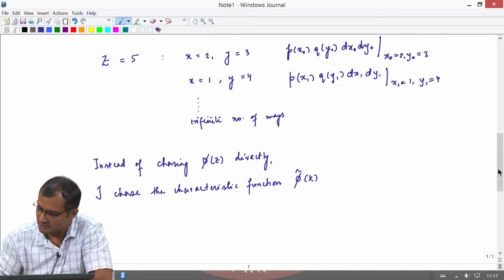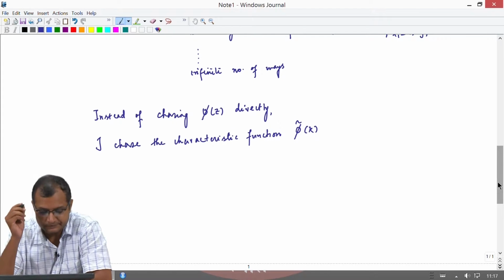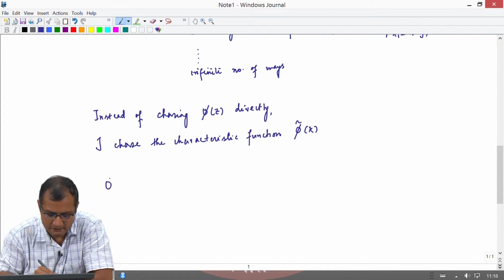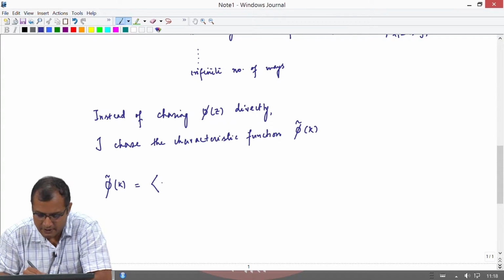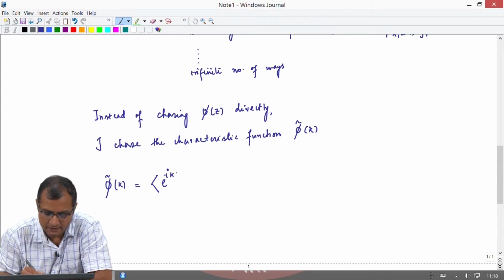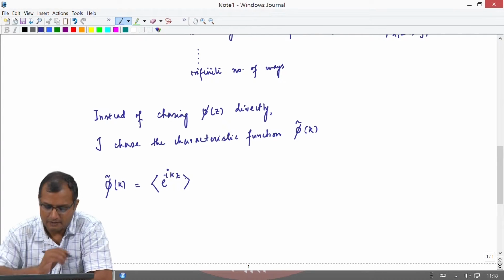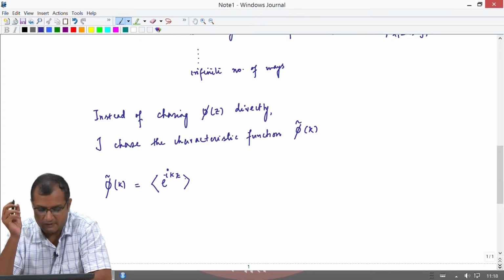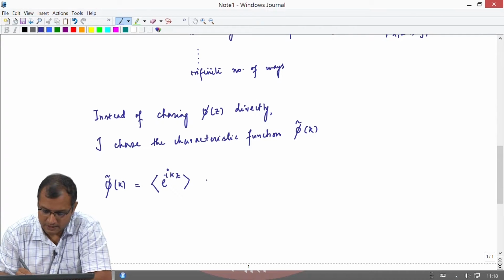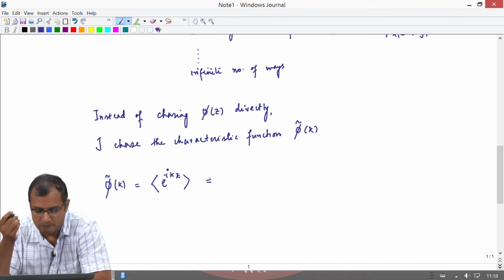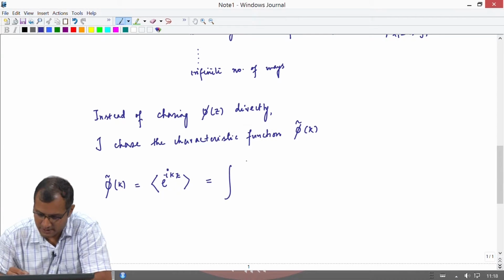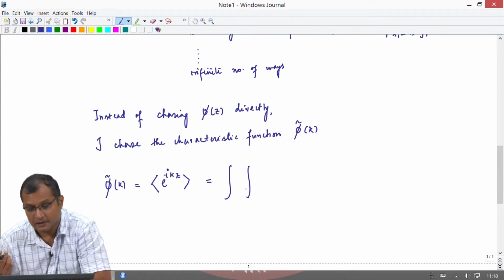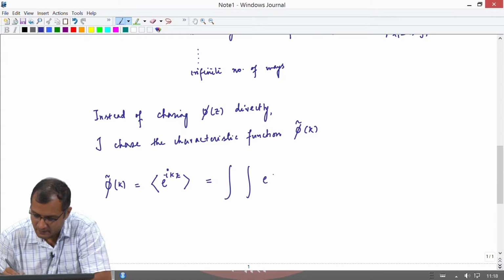So, let me find out the characteristic function. Now, I know that the characteristic function of the z distribution is nothing but the average value of e to the power minus i k z, that is the definition of the characteristic function. And this is nothing but the average value of the complex exponential, and naturally I have to take the complex exponential in this distribution of x and y.